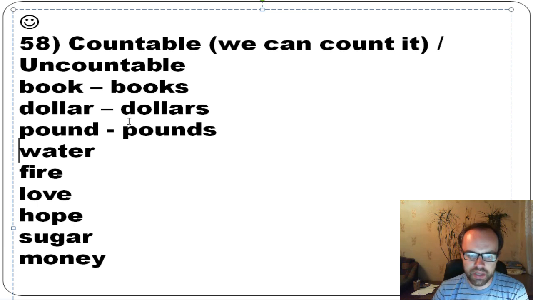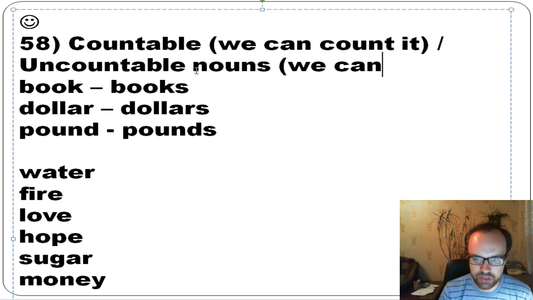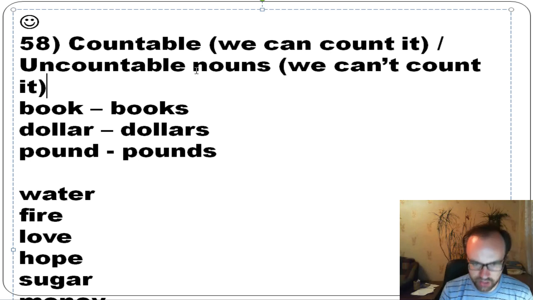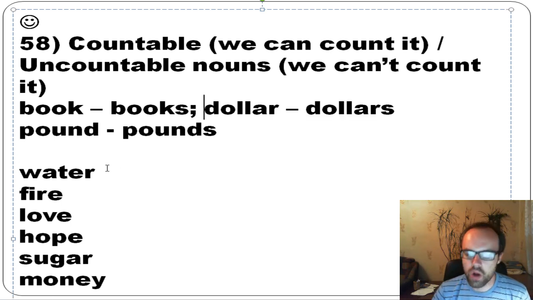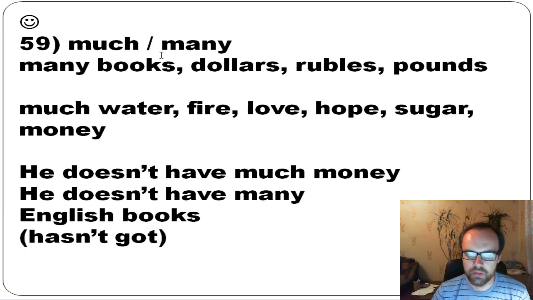And there are uncountable nouns. We can't count it. Okay? So you see, we can't count it. It's like water, fire, love, hope, sugar, money, yeah? And money is uncountable in English too. Okay? So we often use much and many.